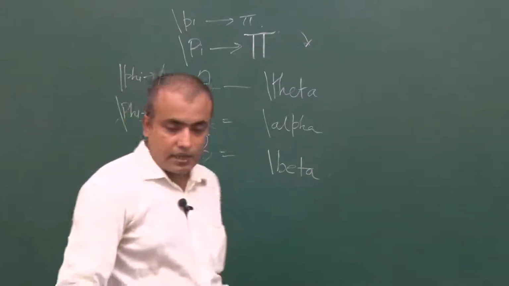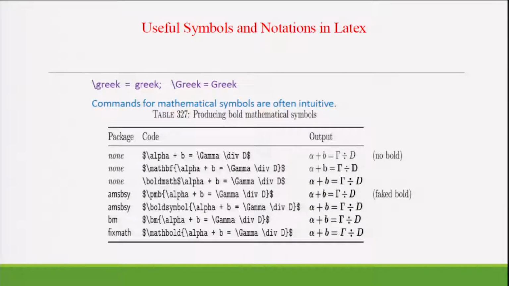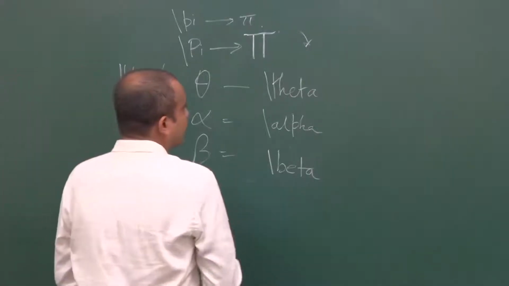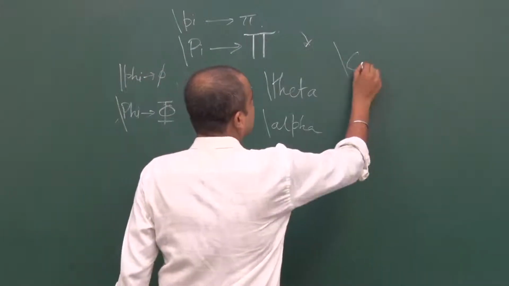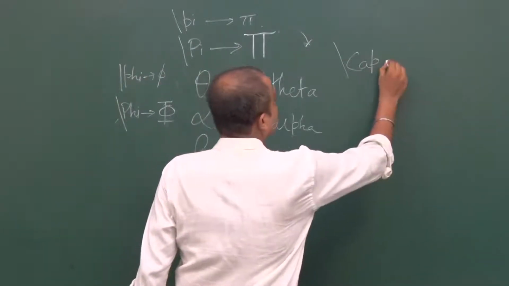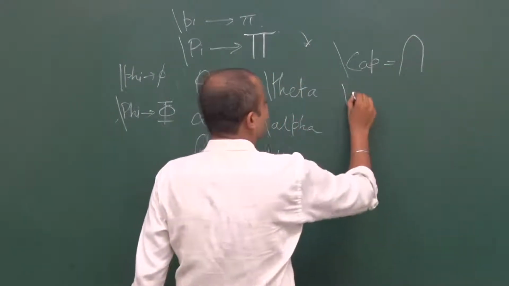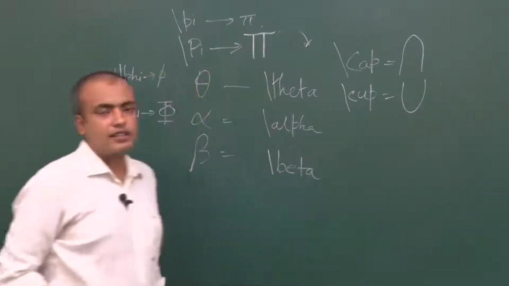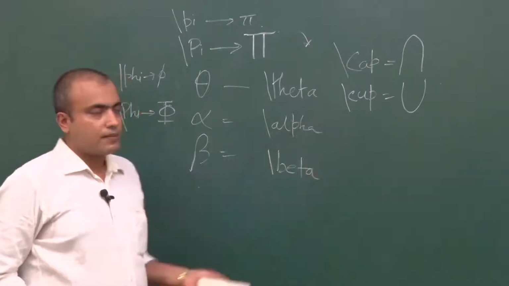Okay, and other symbols also. We are talking about mathematical symbols and letters, but we can talk about operators also in the same vein, and they are often very easy to figure out. Like, I will give you an example here. Okay, this is for union and intersection, as you can figure out from the symbols, and these are the ways to write them.